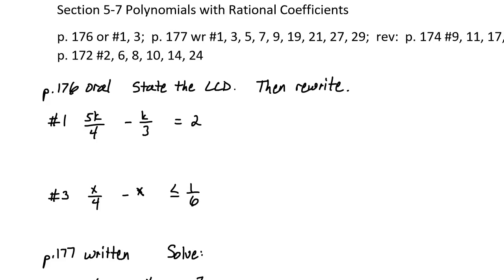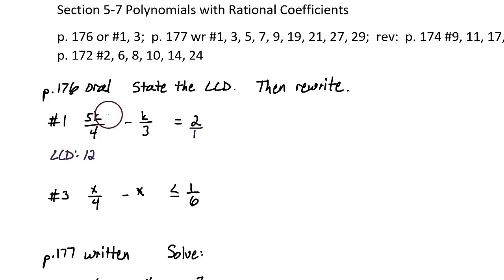Here are the answers to the section 5-7 homework, starting on page 176, the orals. We're asked to give the lowest common denominator and then rewrite the equation without any denominators. Looking at the denominators, we have a 4, a 3, and then this denominator is a 1. So we need the lowest common denominator for a 4 and a 3 and a 1. The smallest number that you can change 4 into by multiplying, and change 3 into by multiplying, and change 1 into by multiplying. That is a 12. 12 is the least common multiple of 4 and 3 and 1.